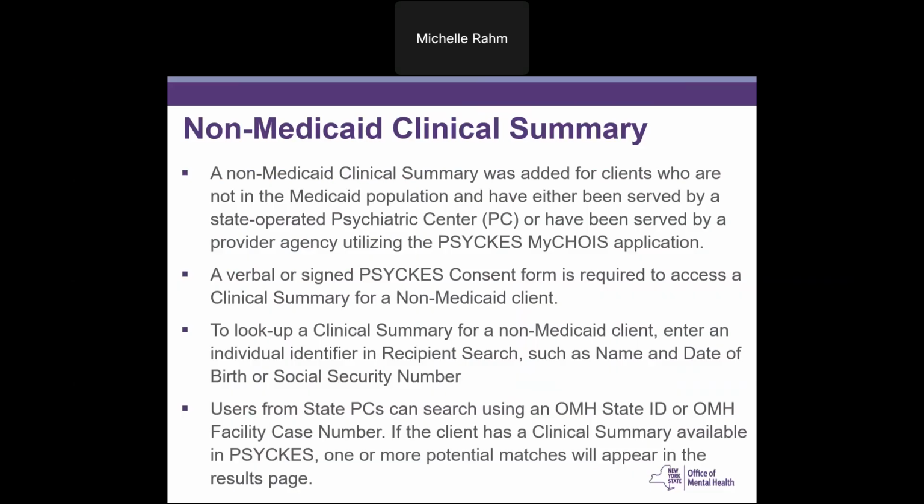Now, a verbal or signed PSYCKES consent form is required to access a non-Medicaid client's clinical summary. And to look up a non-Medicaid client, you would have to search for them using an individual identifier, such as their name and date of birth or social security number. But for users that are from state PCs, they can also search for a client using their OMH state ID or OMH facility case number.